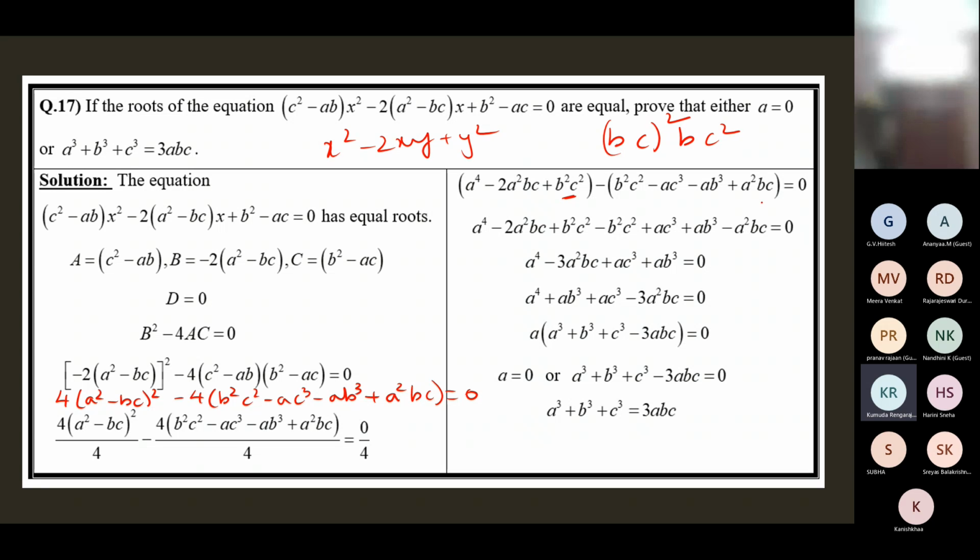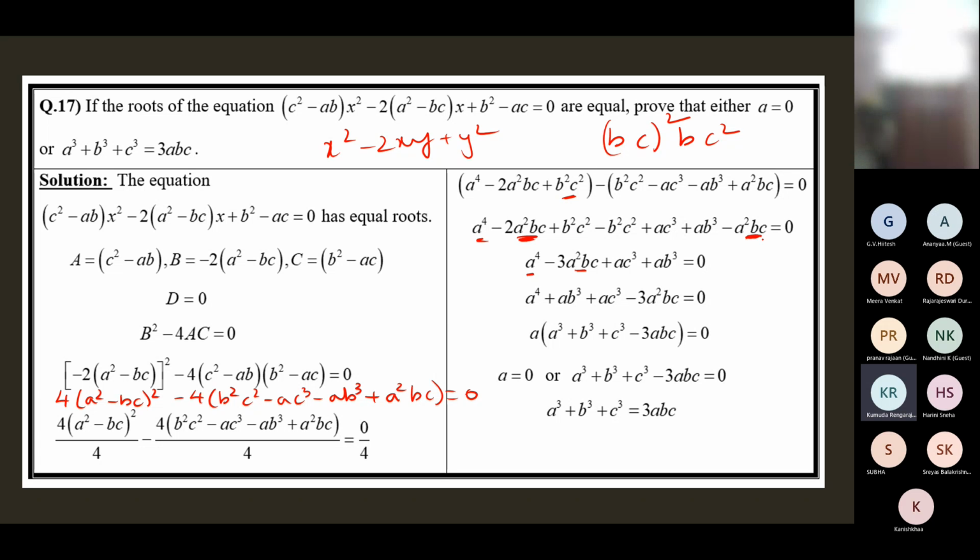0 by 4 is 0. Now open up the bracket, apply the minus sign to every term in the second bracket. Bring all the terms out of the bracket. And on simplification, what's happening? A to the power 4 as it is, minus 2 a square bc. Here also, minus a square bc. See here, minus a square bc. So minus 3 a square bc.